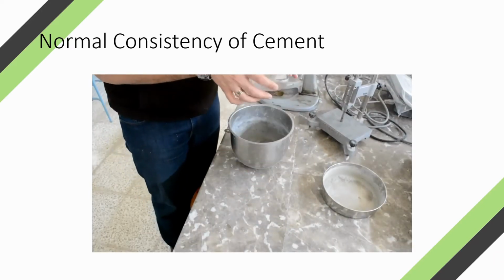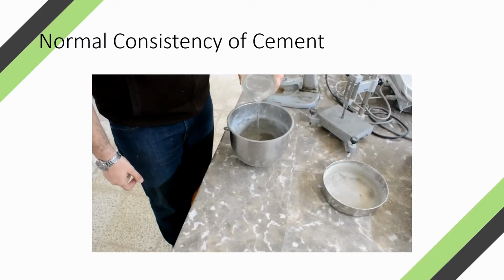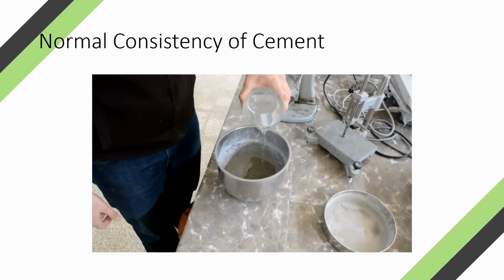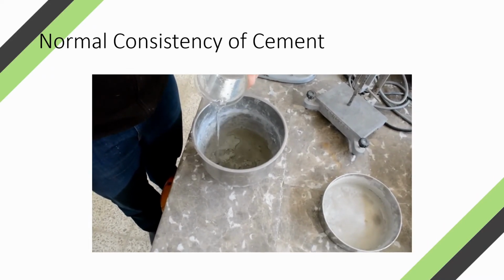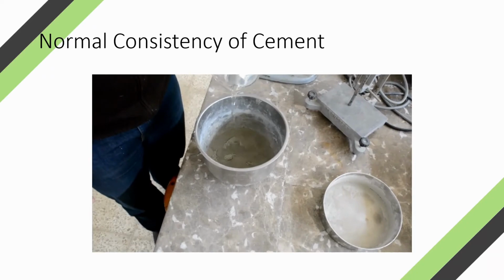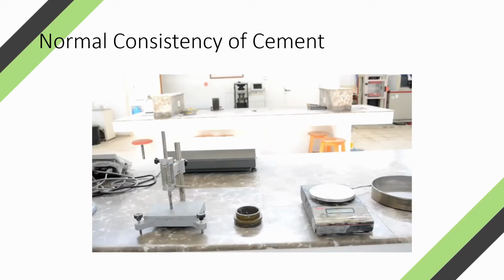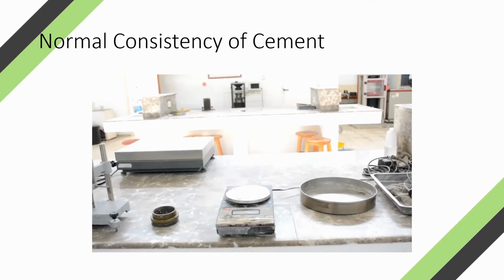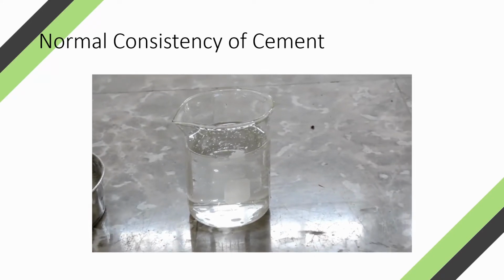In this video, we will cover the normal consistency of hydraulic cement experiment. In other words, we will measure the amount of water which is needed for the cement to react completely with water. To perform this experiment, you need the following: a mixer, a Vicat apparatus, a conical ring, a balance, 650 gram of hydraulic cement, and water.